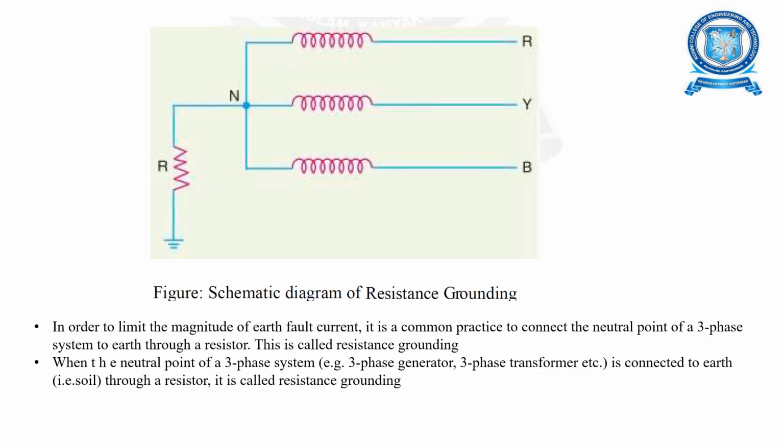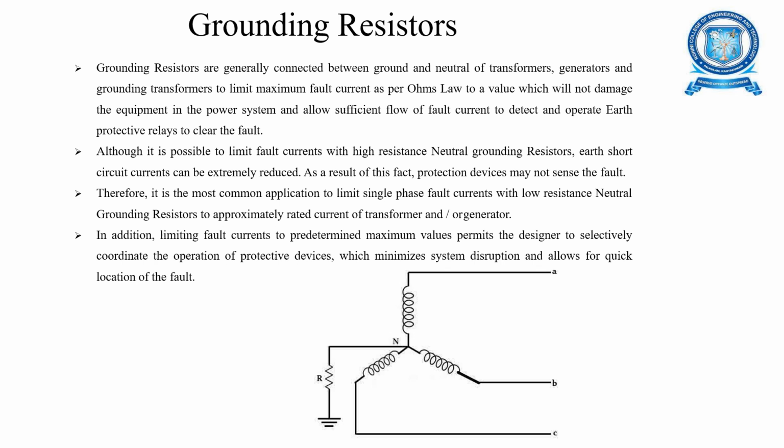This is the diagram for resistance grounding. In order to limit the magnitude of earth fault current, it is common practice to connect the neutral point of the three-phase system to earth through a resistor, called resistance grounding. Next is the grounding resistance, which is connected between ground and the neutral of the transformer to limit the maximum fault current, as per Ohm's law, to a value which will not damage the equipment.